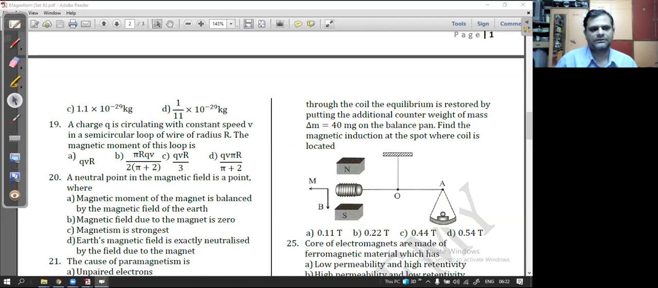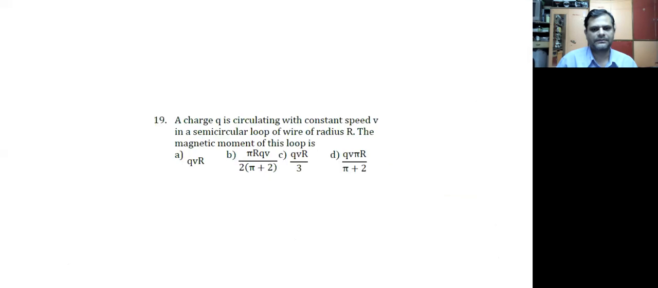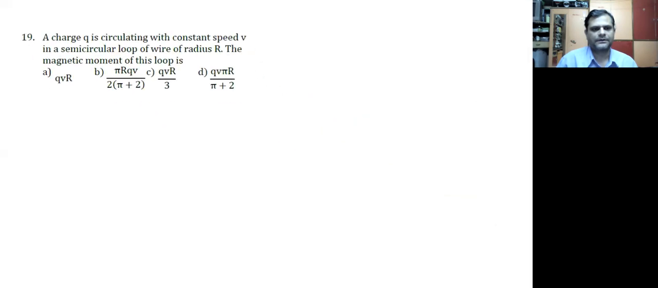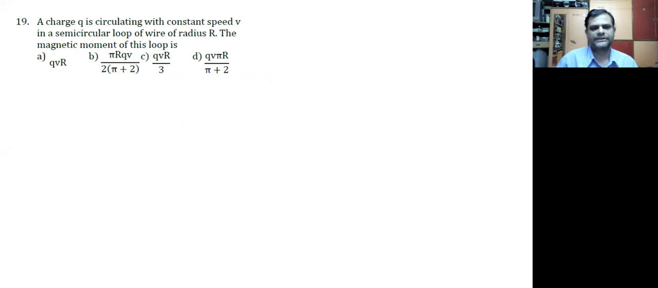Yes, let us check this. Question number 19 here. Yes, a charge Q is circulating with a constant speed V in a semicircular loop of wire of radius R. Then the magnetic moment of this loop is, okay, semicircular loop of wire R. That means the loop is semicircular like this.